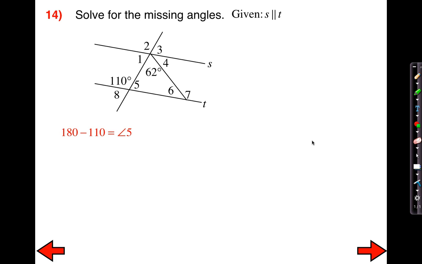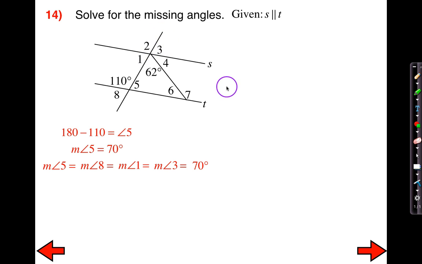Okay, so let's see how well we did. Hopefully you went and found the measurement of angle 5 by recognizing that these two angles are supplementary. By solving it, you should have gotten that angle 5 is 70, but guess what? Angle 5 is congruent to angle 8, which is also congruent to angle 1, because 1 corresponds to 8. And then, of course, 1 is congruent to angle 3, because angle 1 and angle 3 are vertical angles.